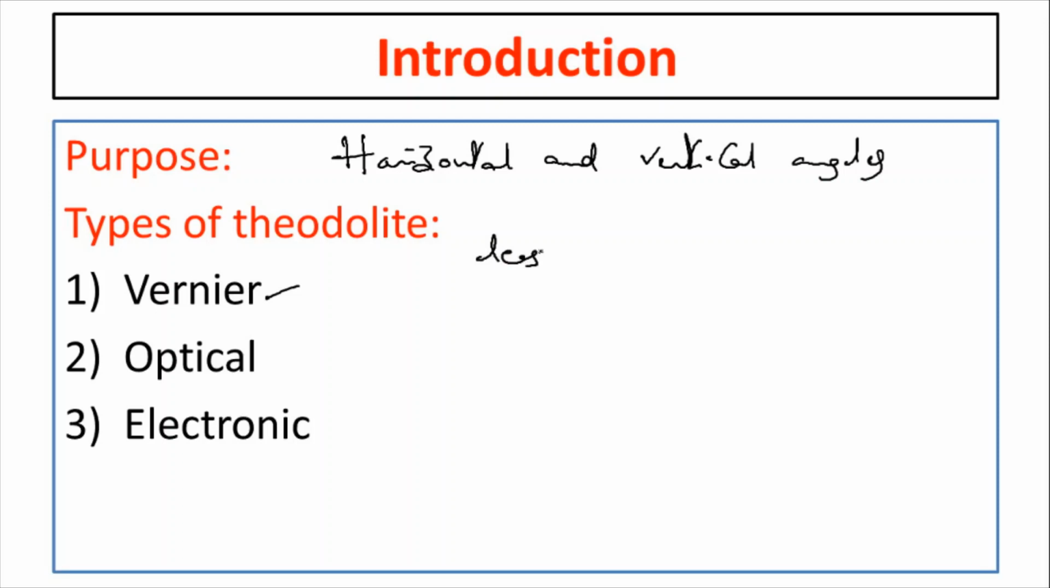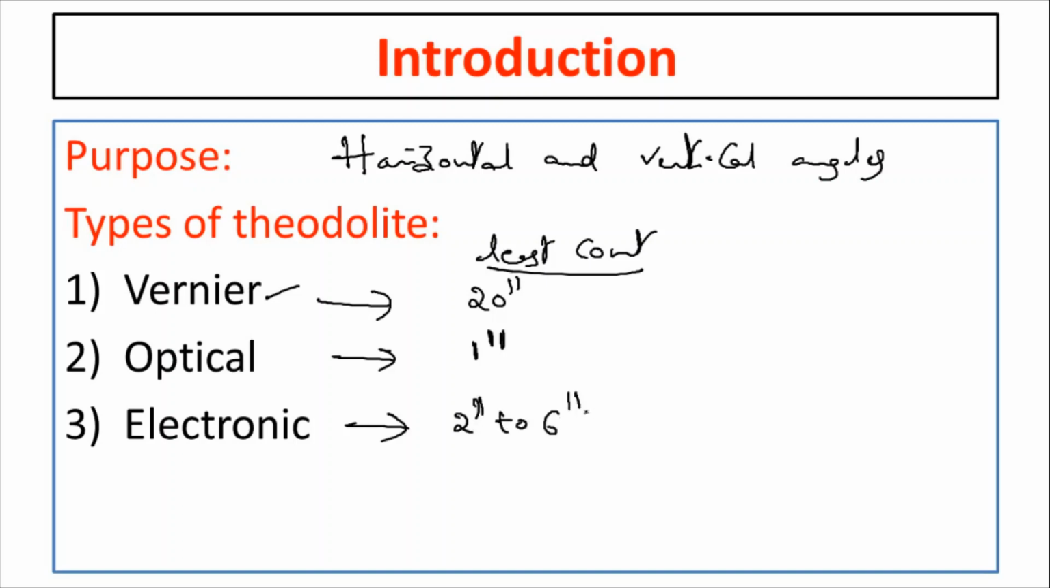Now if you see the least count of them, for the vernier theodolite, least count is 20 seconds, and for the optical theodolite, least count is 1 second, and for electronic theodolite, it varies from 2 seconds to 6 seconds. Okay, so the vernier theodolite's least count is 20 seconds, optical theodolite 1 second, and electronic theodolite 2 seconds to 6 seconds.